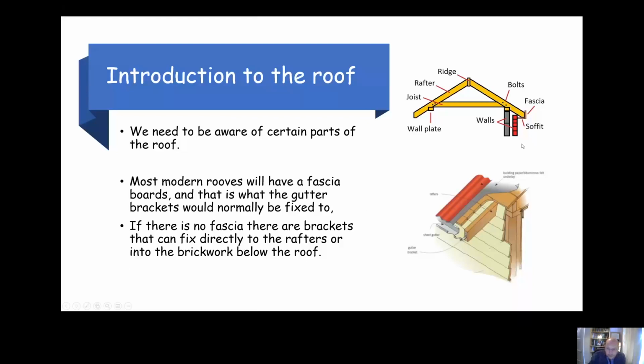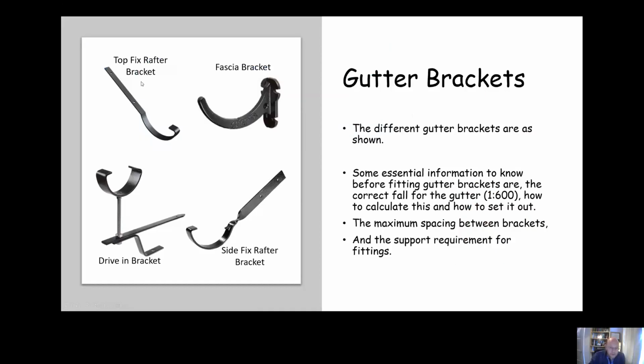Generally speaking, most buildings are going to have a fascia board. Not all of them do. If they don't have a fascia board, then you need to look at other methods of fixing your gutter brackets. Okay, and we're going to look at different types of gutter brackets now.